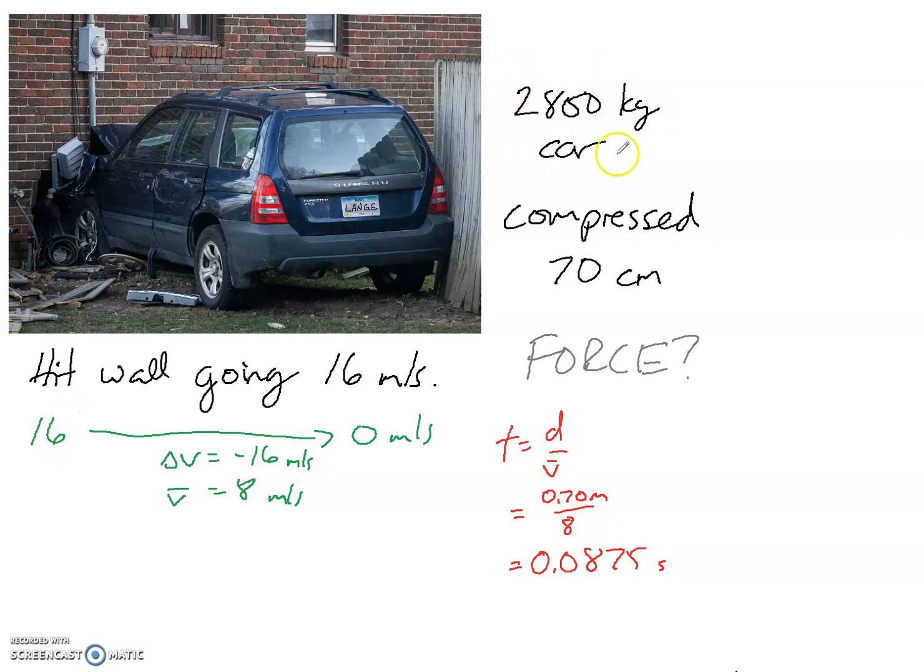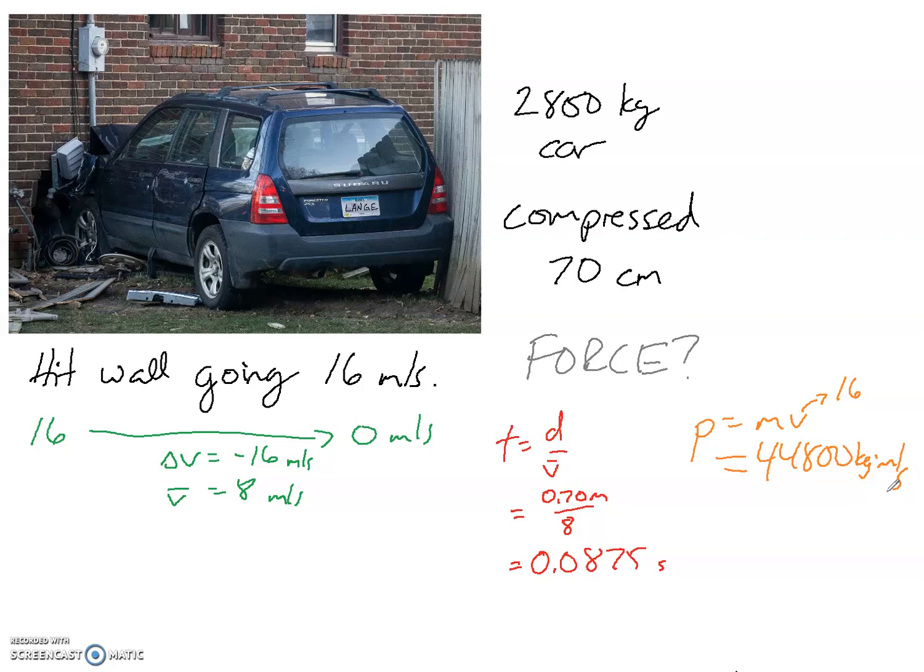So with its mass and its V that it came in at, I can actually find out how much momentum the car actually had. So the momentum is just going to be equal to m times V, and I'm going to use the 16 for that to find how much momentum it had when it came in. And that gives me approximately 44,800 kilogram meters per second of momentum, which is how much momentum the car came in with, and then it hit the wall.